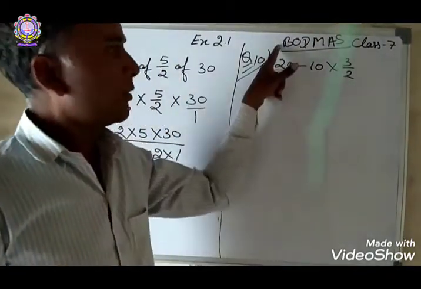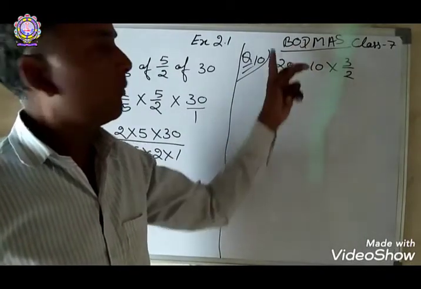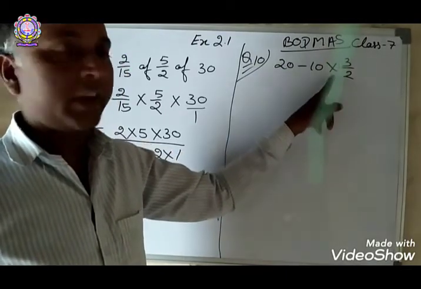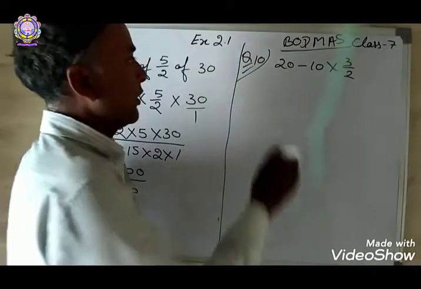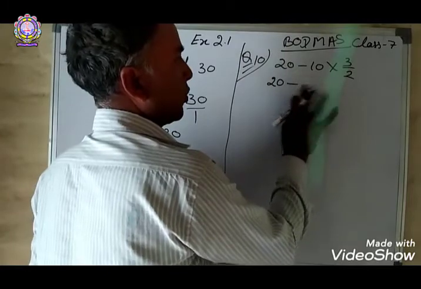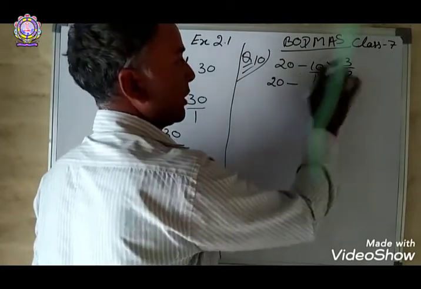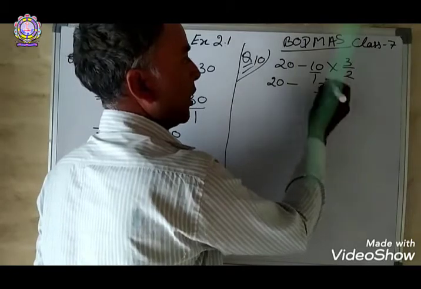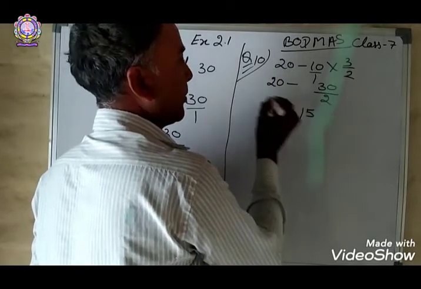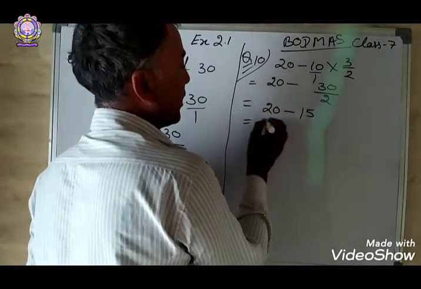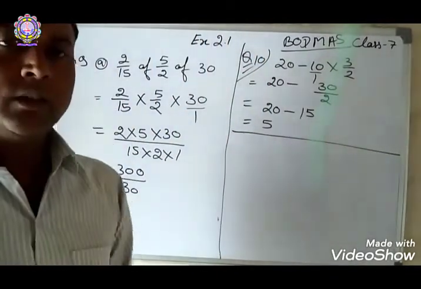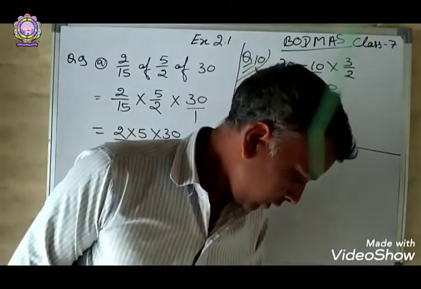First we solve the bracket, but there is no bracket here. Then we solve of, but there is no of here. Then division, there is no division here. Multiplication, yes, multiplication is here. So we first solve the multiplication. We get 20 minus 10 into 3 upon 2. You can write 1 here. 10 times 3 is 30 upon 2 ones are 2. So then 20 minus 30 divided by 2, you get 15. And 15 subtracted from 20, you get 5. So similarly, we use BODMAS here and solve the remaining questions.